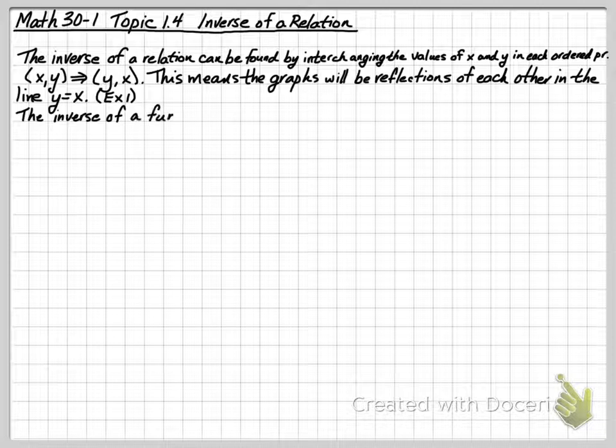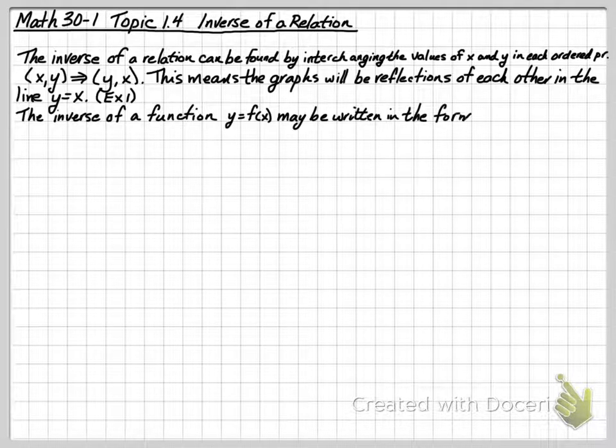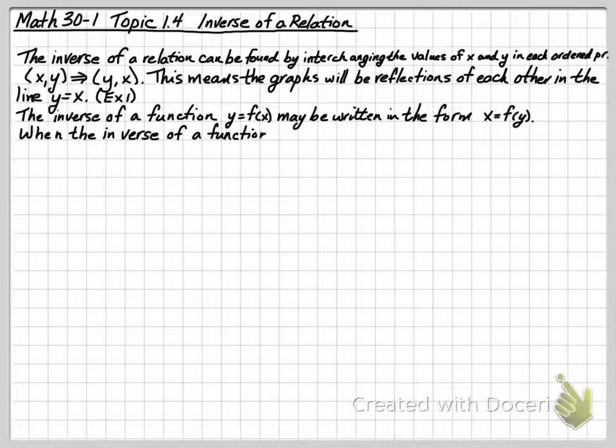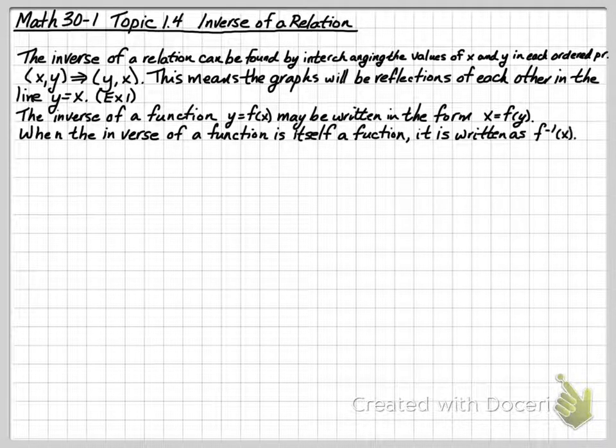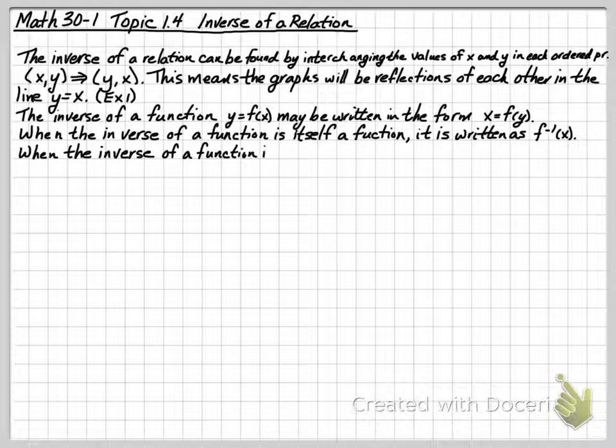The inverse of a function, y equals f of x, may be written in the form x is equal to f of y. When the inverse of a function is itself a function, it is going to be written as f inverse of x. That's not f to the power negative 1 of x, that's f inverse of x.